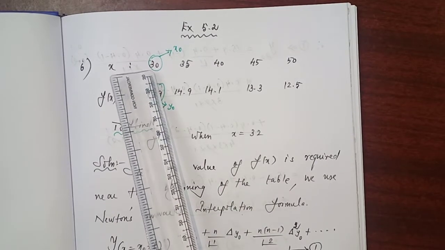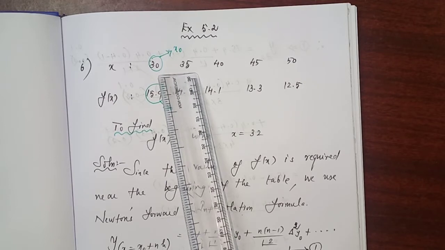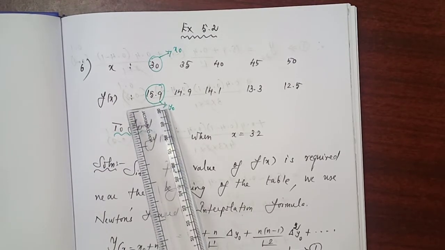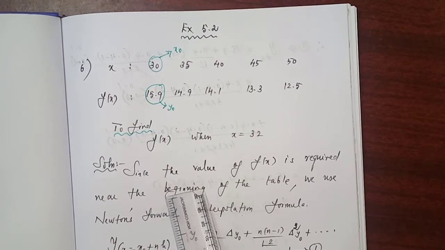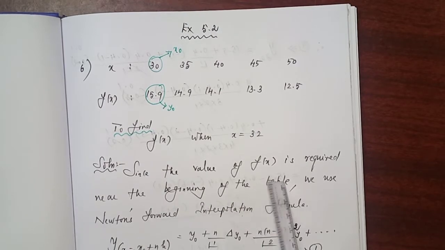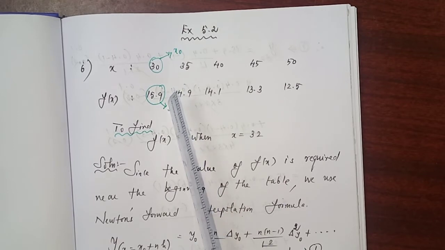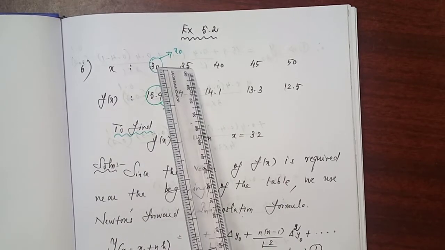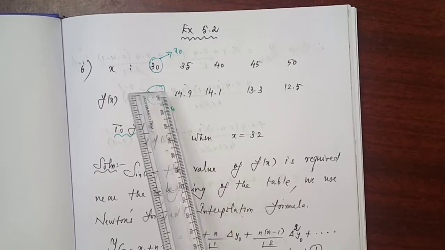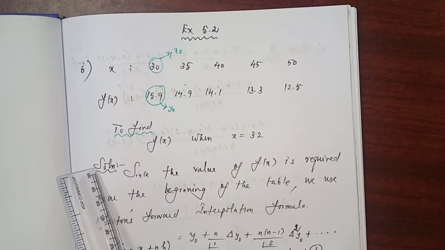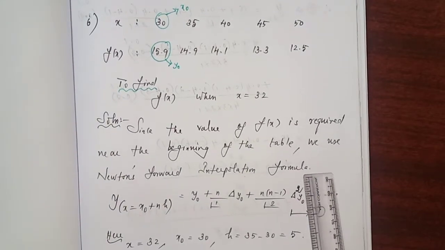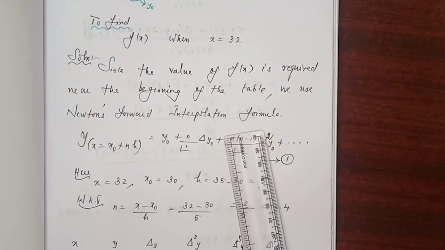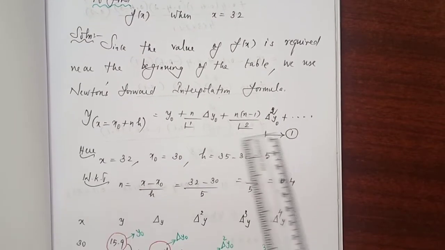32 lies between 30 and 35. Correct? Since the value of f of x is required near the beginning of the table, because the x value 32 lies between 30 and 35, it is near the beginning of the table. We have to use Newton's forward interpolation formula. Here is the formula, you know very well.